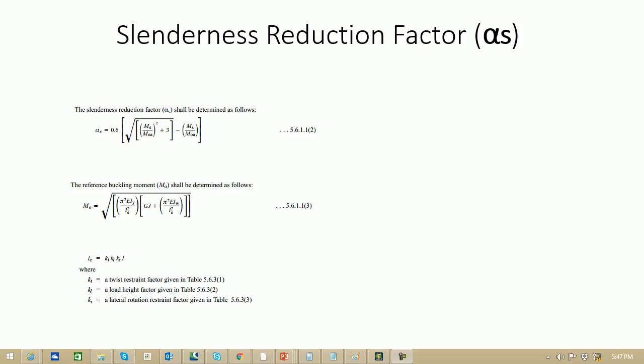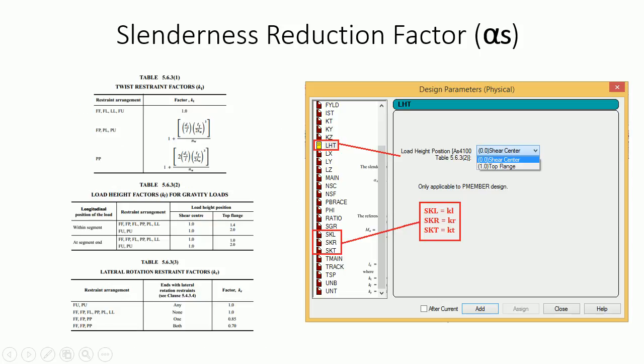So let's see how we can instruct Staad.pro to determine this. Although Staad automatically determines these three factors internally, one can also override the automated determination of these factors if he or she has any other reason, depending on his or her engineering judgment. Now let's see how one can define those factors here.